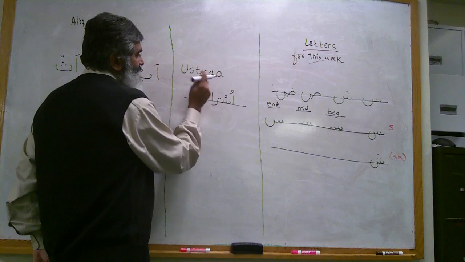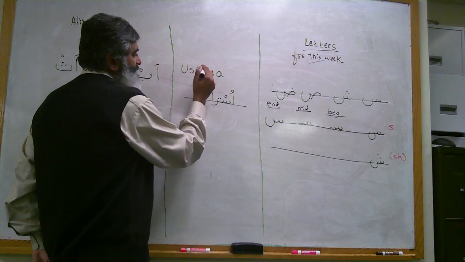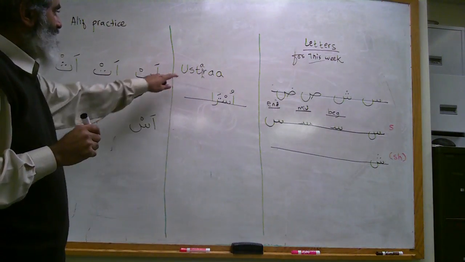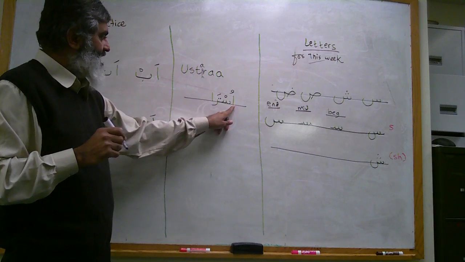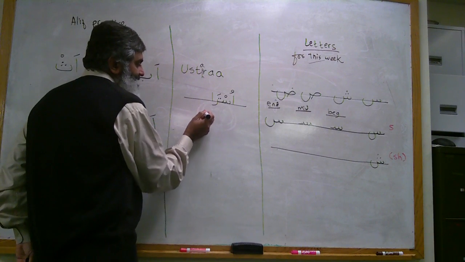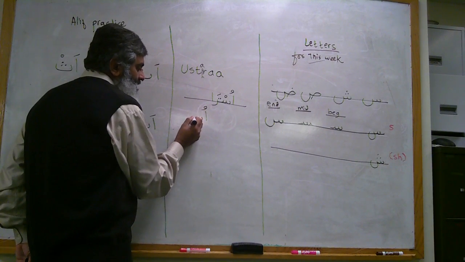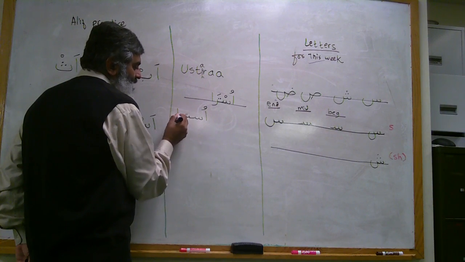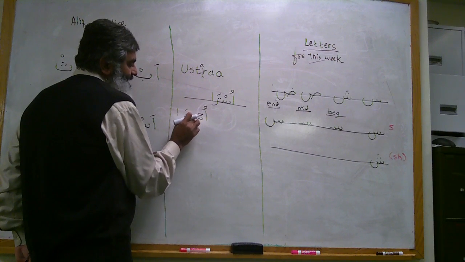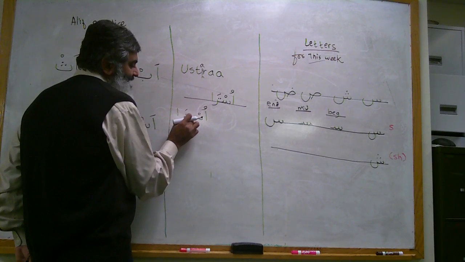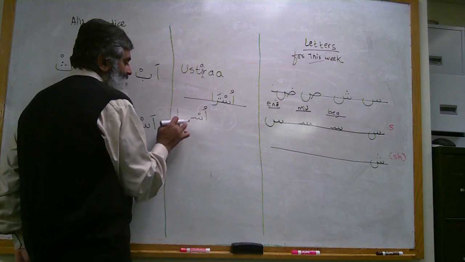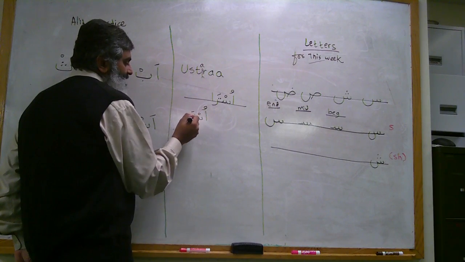Us. Well, we cannot have 2 letters with sukun, so let me put a fatha here. Ustara. U-S-T-A-R-A-A. Using alif with dhamma, Seen with sukun, Ta with fatha, Ra and alif. We could also write it like this. But then we have this extra space in between, which is not really needed, so that extra space of Seen, we could use it for Ta instead. So that's why I wrote it like this instead.